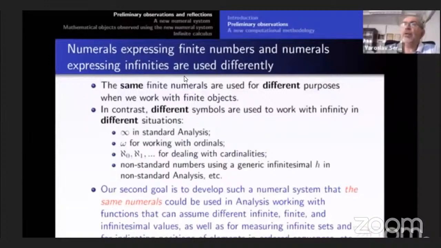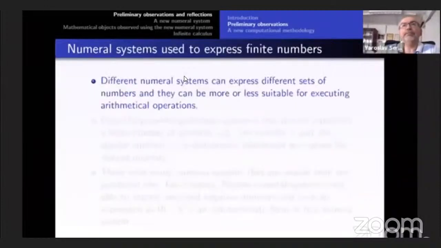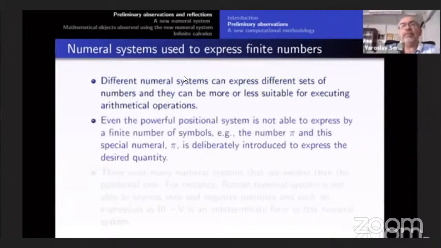for measuring infinite sets. And in general, in all the occasions, we need infinite and infinitesimal numbers. So we would like to do this in the same way as people do it with finite numeral systems. A few words about different finite numeral systems. They can express different sets of numbers and can be more or less suitable for executing arithmetic operations.